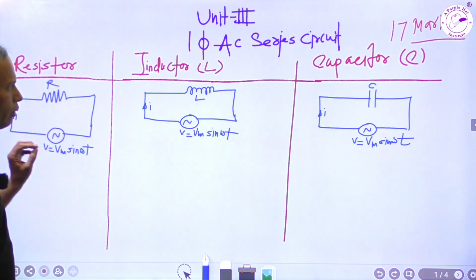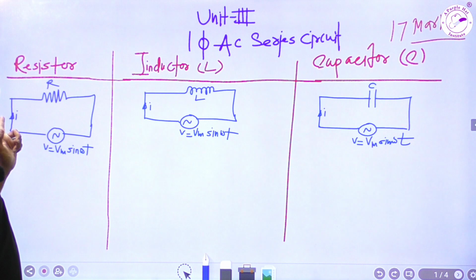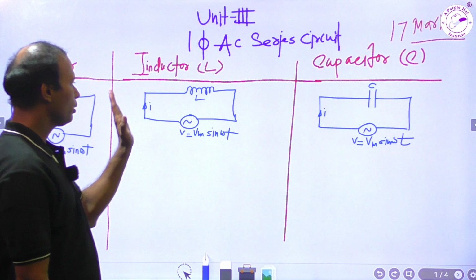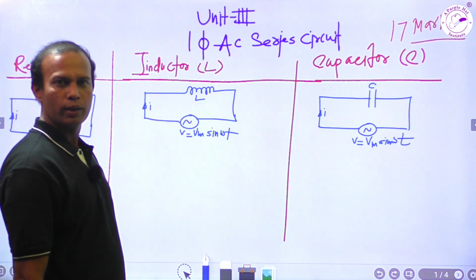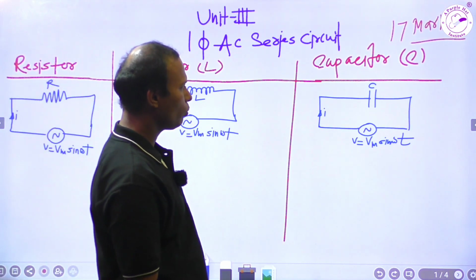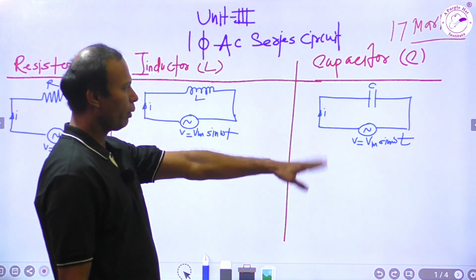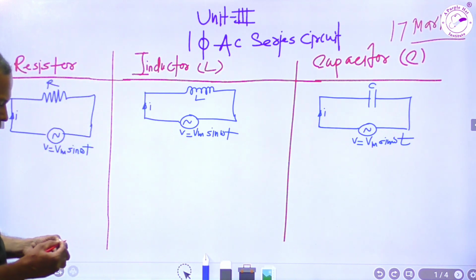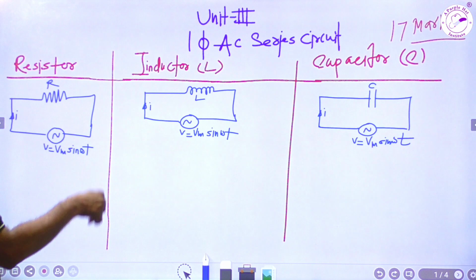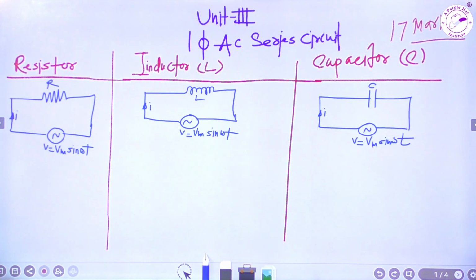Now I will quickly give the solution for this calculation. Current through the resistor, voltage across the resistor, and the active power consumed by the resistor, and various things we will cover. Here also in the inductor we will cover various things. Similarly for the capacitor we will see various parameters, including phasor diagram and waveform, which we will also calculate in this case.